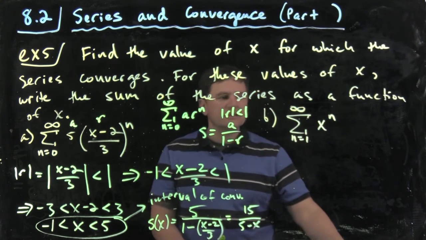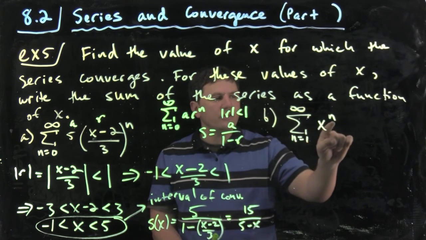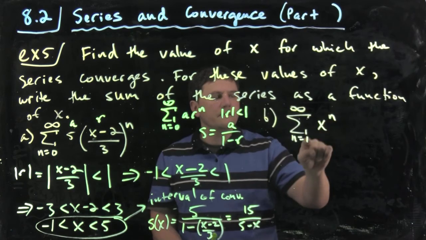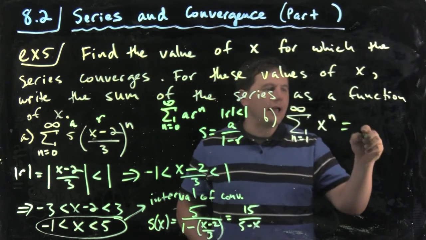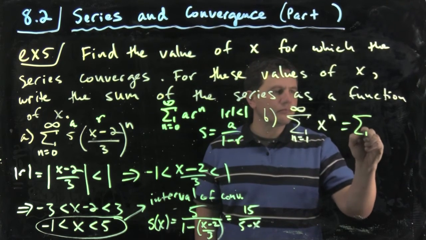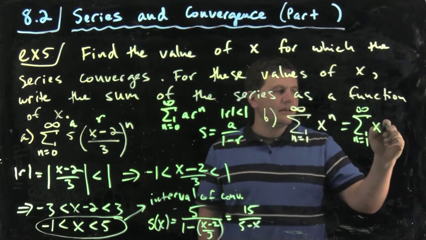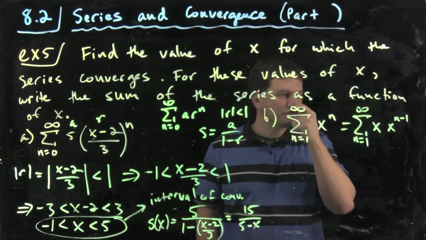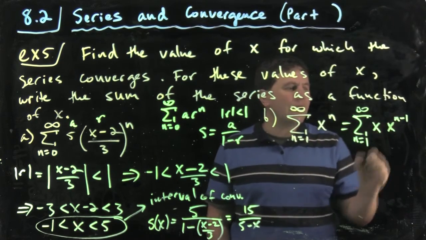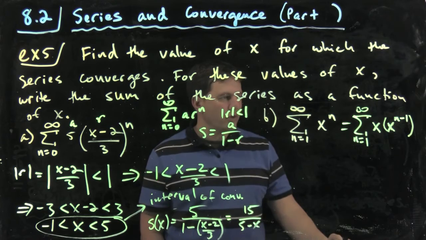In part B, same type of thing, actually quite simple. The one trick we have to look out for, if you notice, is our first exponent is 1. So we have to rewrite this so we can apply our formula. What I'm going to do is factor out an x, leaving it with x to the n minus 1. Okay, so now I'm in business. Now I have it in a form that I can work with.